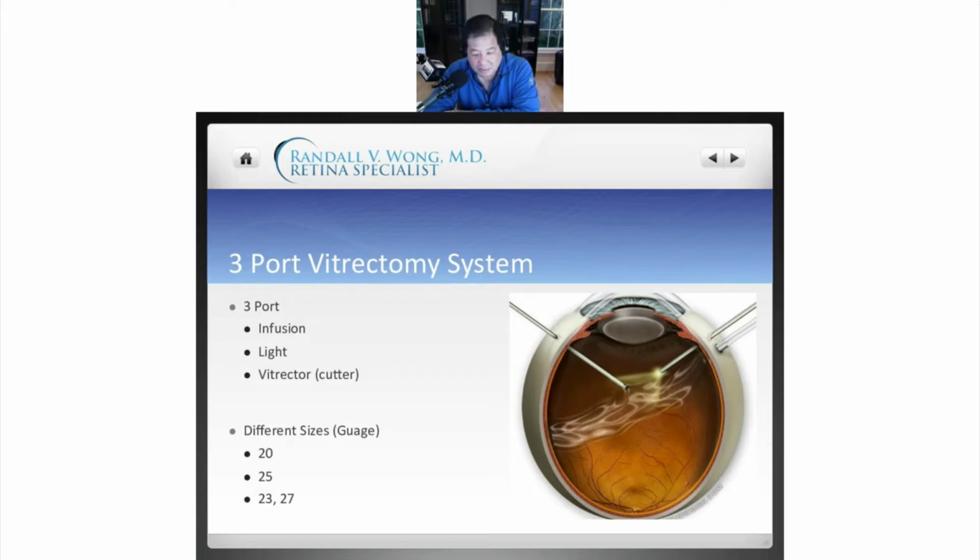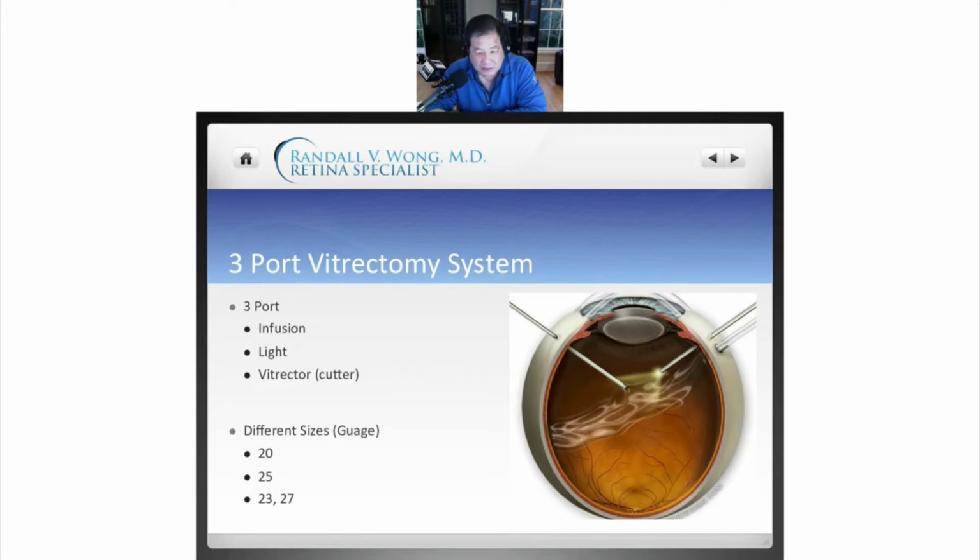Now, what we're going to talk about briefly tonight are the different sizes these instruments can exist in. There's 20 gauge. The lower the number, the fatter or bigger the diameter, by the way. There's 25 gauge, which I use almost exclusively. And there's also 23 and 27 gauge. The genesis of these systems was, could we make smaller holes in the eye so that we do not need to use stitches to close them? Or at least that's one way to look at why we have so many different systems.